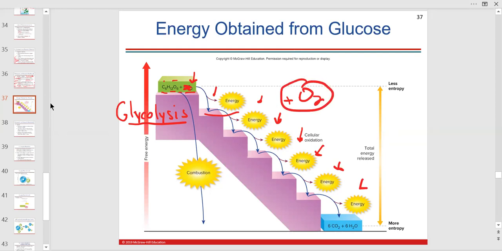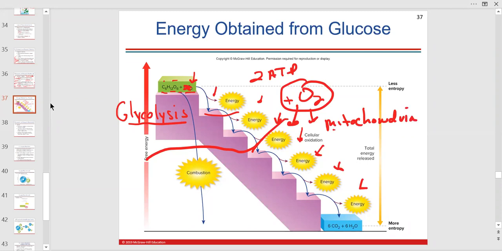So you get to about here with glycolysis, where I think you only net about 2 ATP with just glycolysis. But then you add the oxygen here, right? And then there are some reactions between the products of glycolysis and what goes into the mitochondria. So now we're in the mitochondria. Within the mitochondria, we are using oxygen.